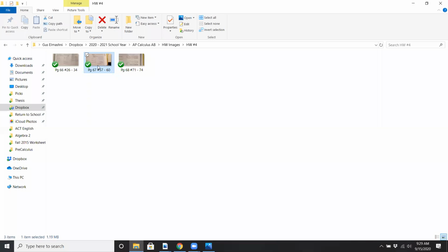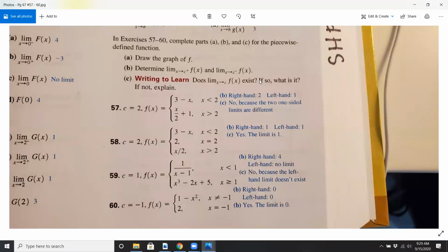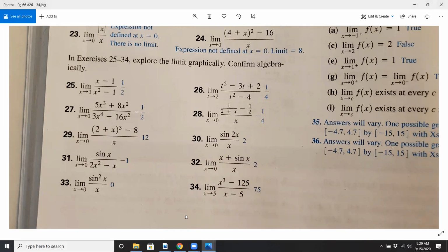Here's the other image. I'm trying to find the question. We'll go back to 32, okay? For 32, you break it up like this.